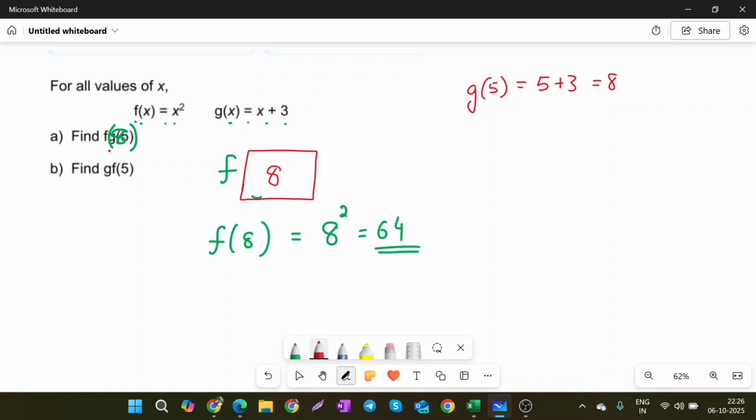Now, next question is gf. Is fg the same thing as gf? I guess we'll find out. Now, please do not think, the most common mistake is people tend to think, oh, this is f times g. So they tend to do x squared times x plus 3. No, please, it's not a multiplication. It's a composite function. We're not doing multiplication here.